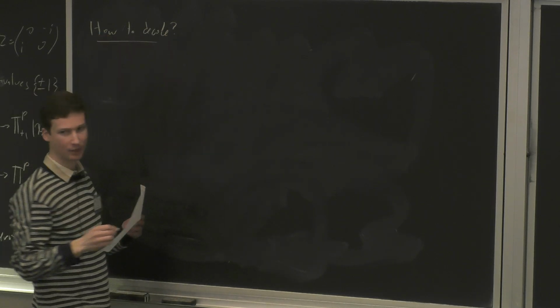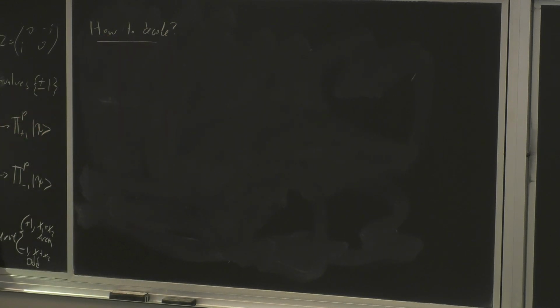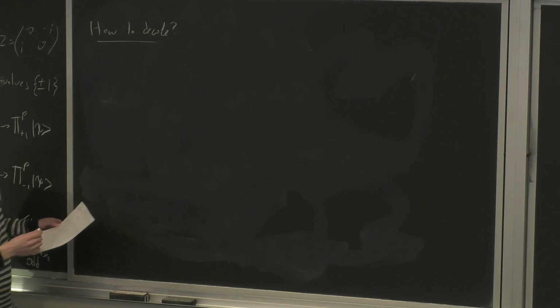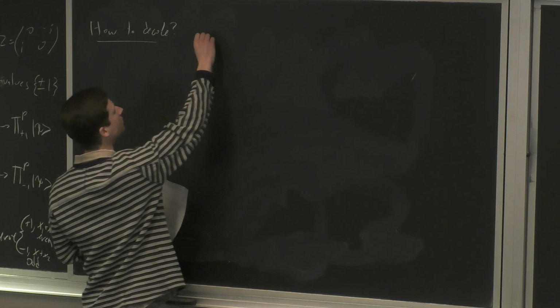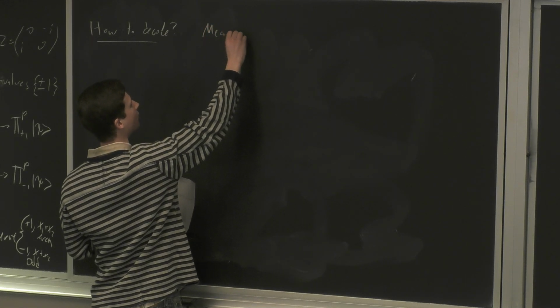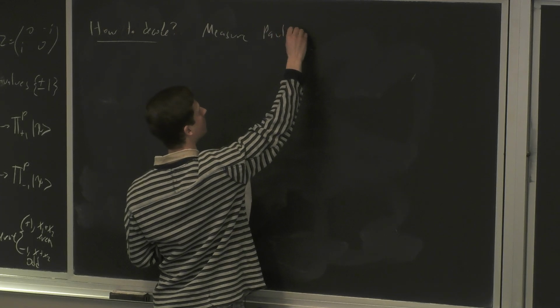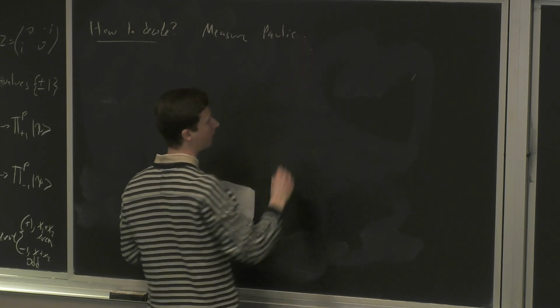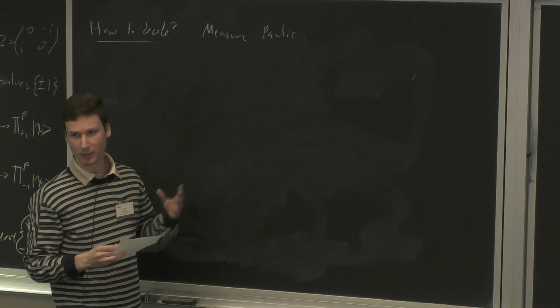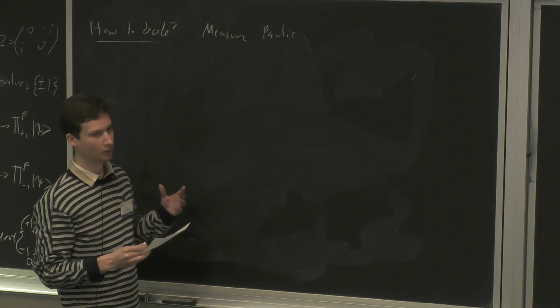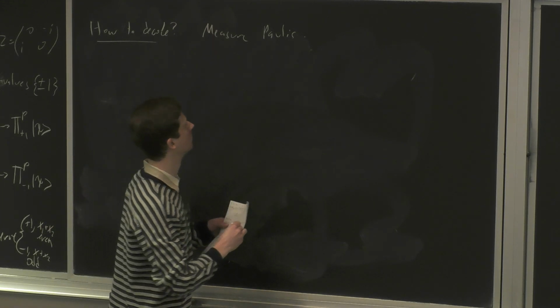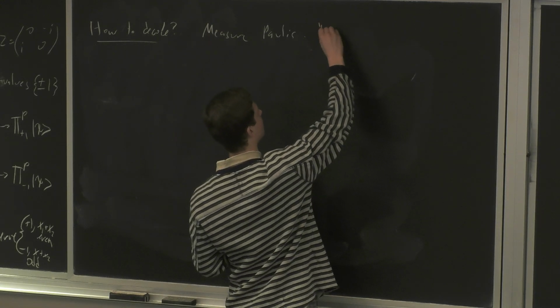So we just got a primer on how to decode. We saw we're going to want to measure some Pauli operators to detect which errors are happening. So we want to measure some Paulis. And we actually have a name for Paulis that we measure in order to detect and then correct errors. We call them stabilizers.